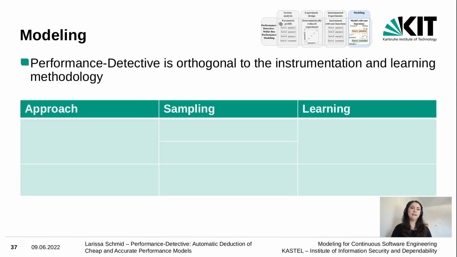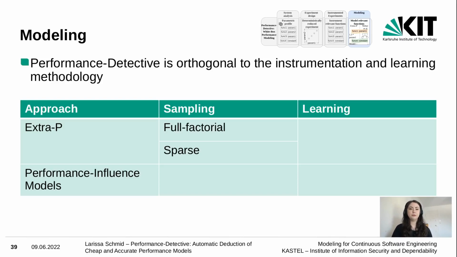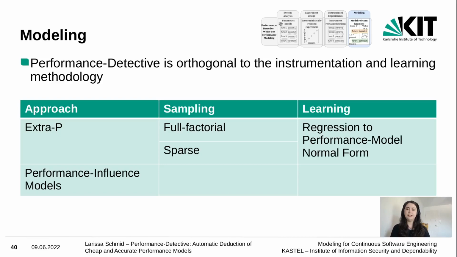As I already said, the usage of performance detective is orthogonal to the instrumentation and the learning methodology used, so we will also evaluate modeling with 2 different approaches, which are XRP and the performance influence models, where the XRP approach we will compare against a full factorial sampling and also the sparse sampling design, where they only take 5 values per parameter and 1 point of interaction between them. For both sampling designs, they use regression to the so-called performance model normal form as learning method. And for the performance influence models, they use a Plackett-Burman sampling design, as explained earlier, and decision trees as a learning method.